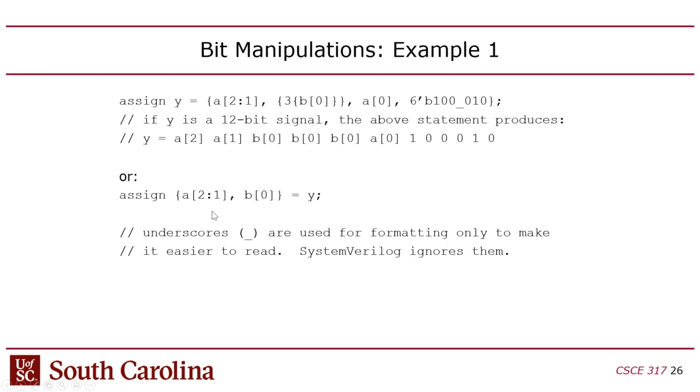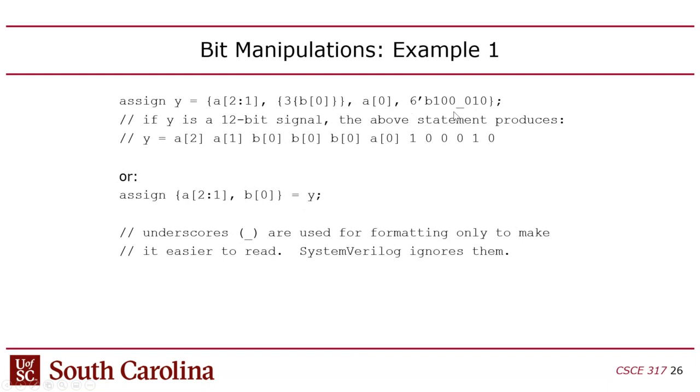I mentioned in the quiz, too, the last question, you can actually put the concatenation on the left-hand side of the assignment, in which case, in this case, we hope Y is 3 bits. So if the right-hand side is 3 bits, the left-hand side is also 3 bits, because I'm going to take whatever's in Y and assign the least significant bit of Y to the least significant bit of B, and then bits 2 and 1 of Y will get assigned to bits 2 and 1 of A.